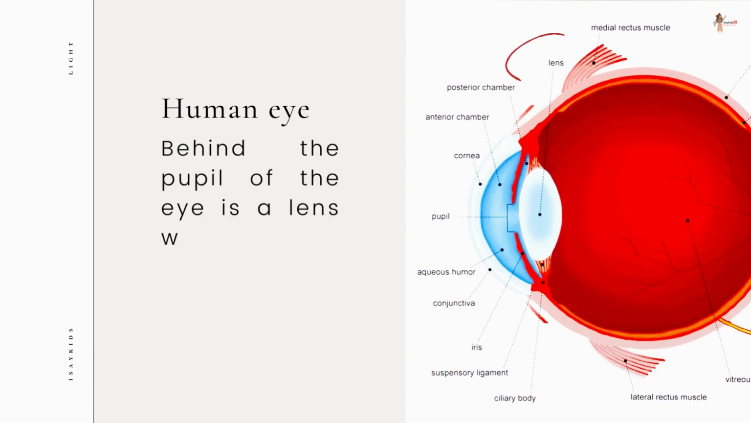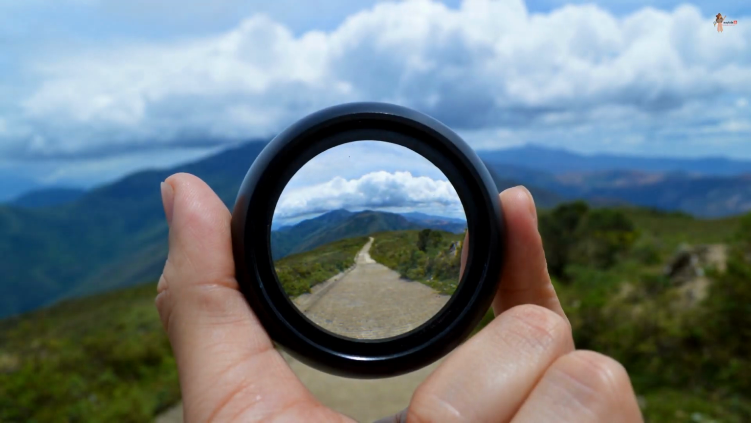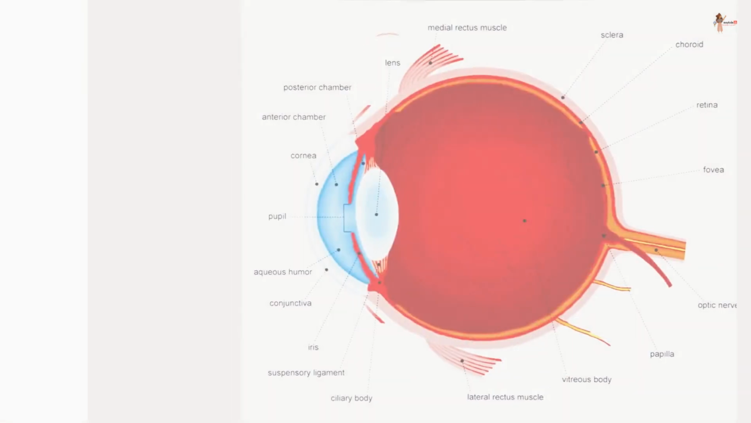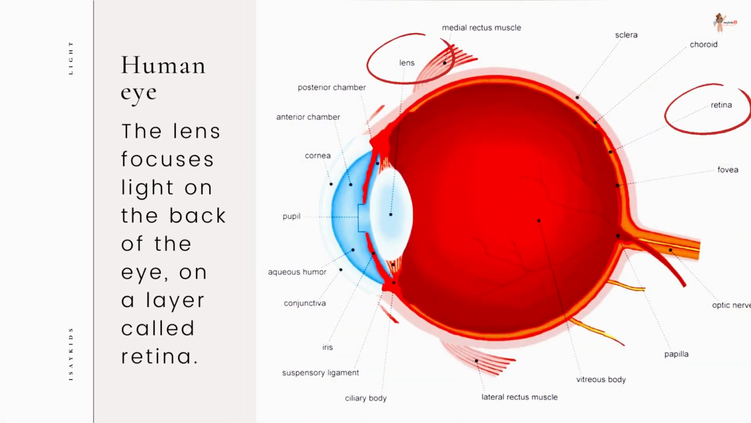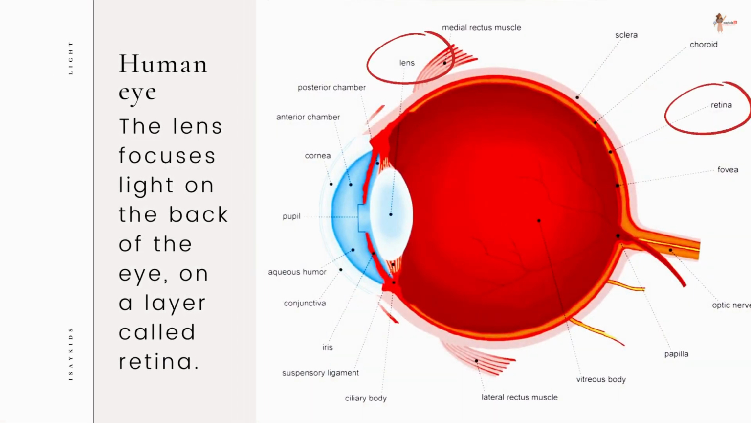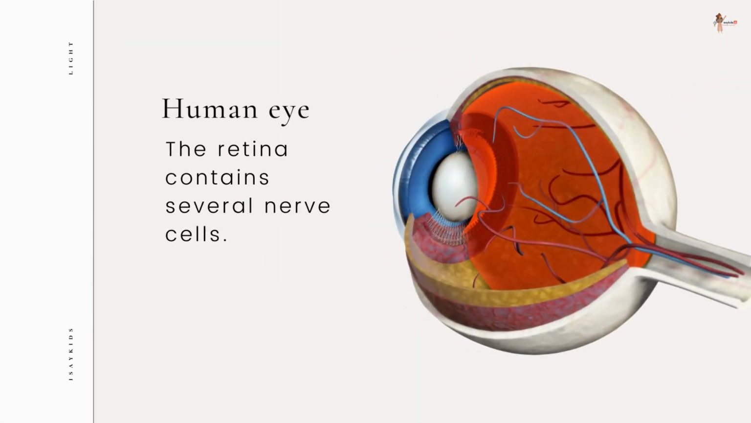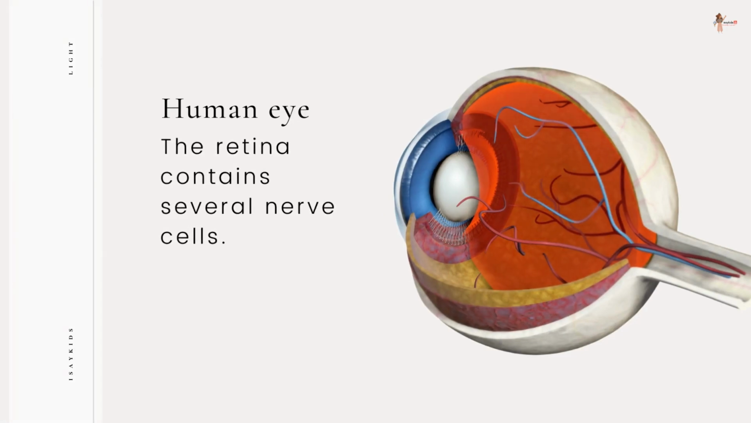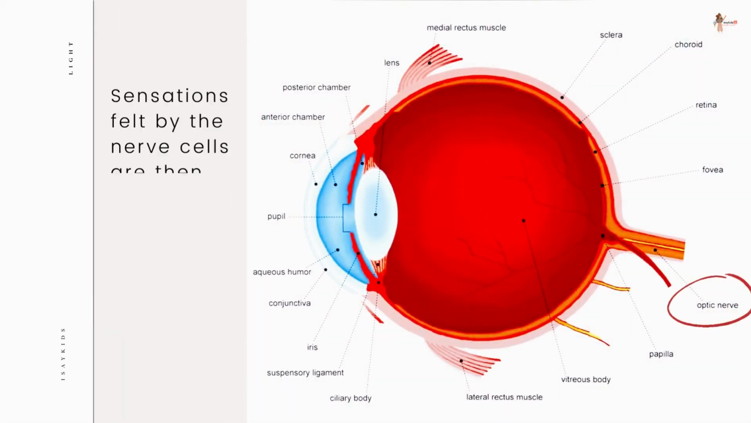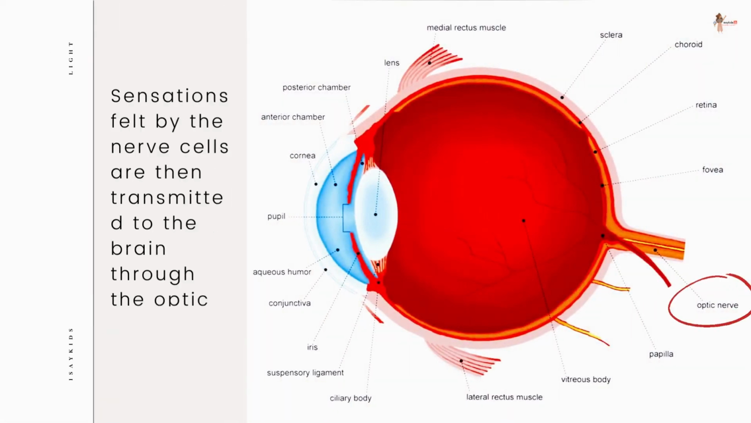Behind the pupil of the eye is a lens which is thicker in the center. Now, what kind of lens is thicker at the center? Recall what you learned about lenses in class 7. The lens focuses light on the back of the eye, on a layer called retina. The retina covers several nerve cells. Sensations felt by the nerve cells are then transmitted to the brain through the optic nerve.